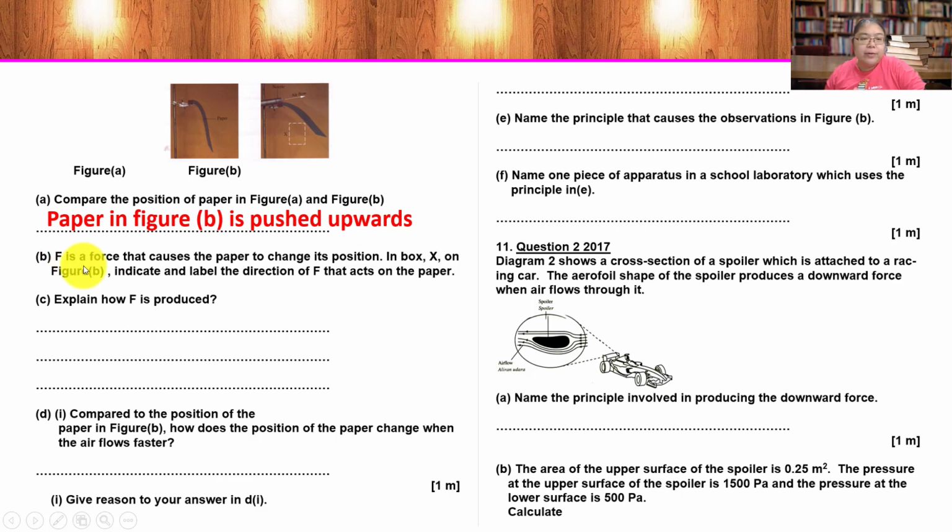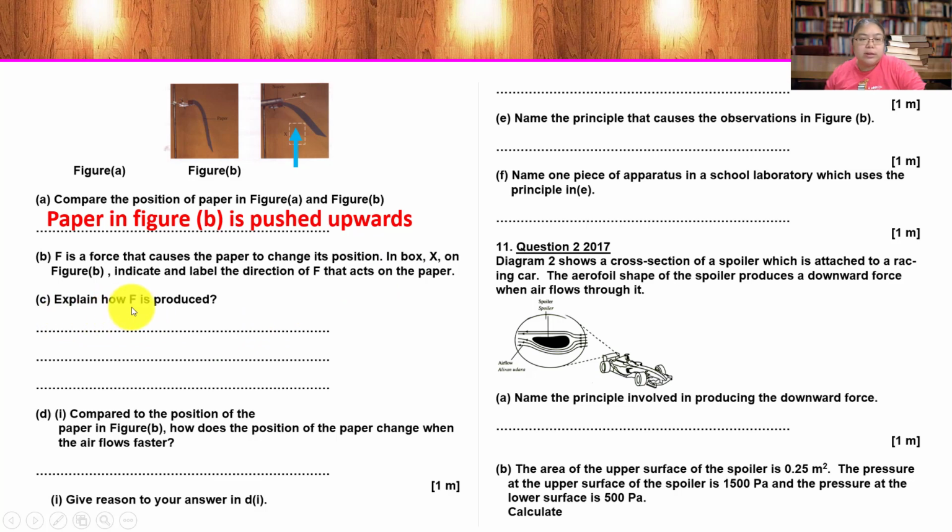Now F is a force that causes the paper to change position. In box X on figure B, you need to indicate and also label the direction of that force on the paper. So from here, how should you draw the arrow, up or down? When the force acts on the paper, it lifts up. So the arrow is surely up, because the force pushes, then the paper goes up.